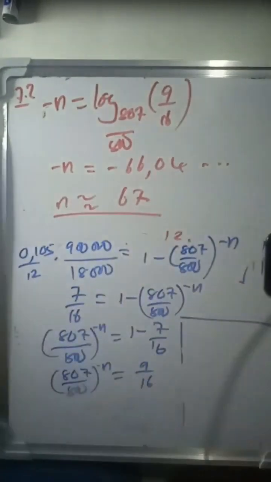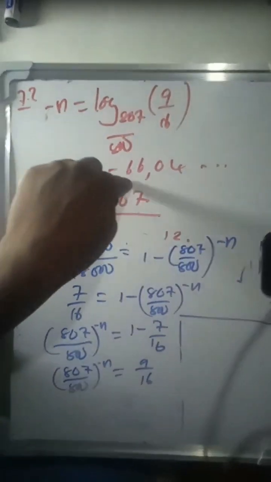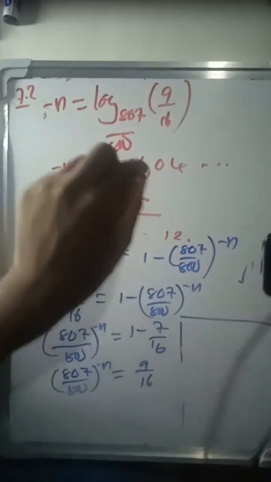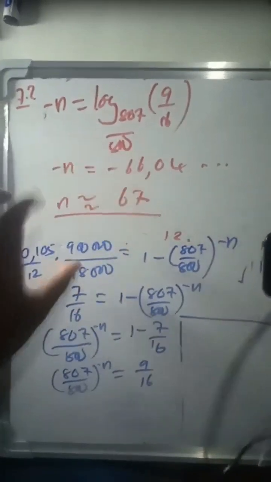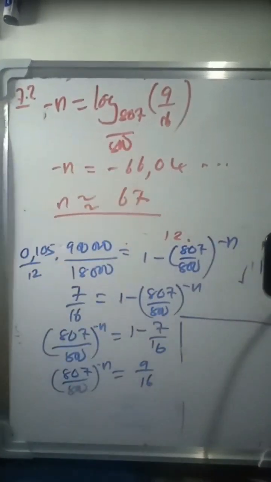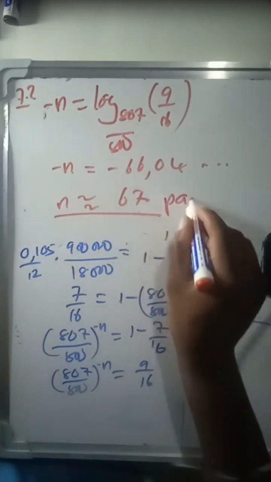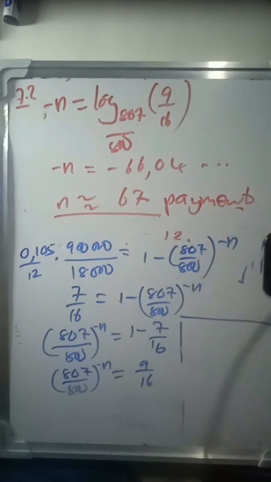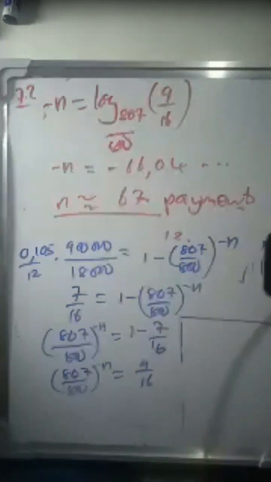What it means is that there are going to be 66 payments of 18,000 and one last payment that is going to be less than 18,000. So this person is going to get 67 payments, the first 66 being 18,000 each and every month.